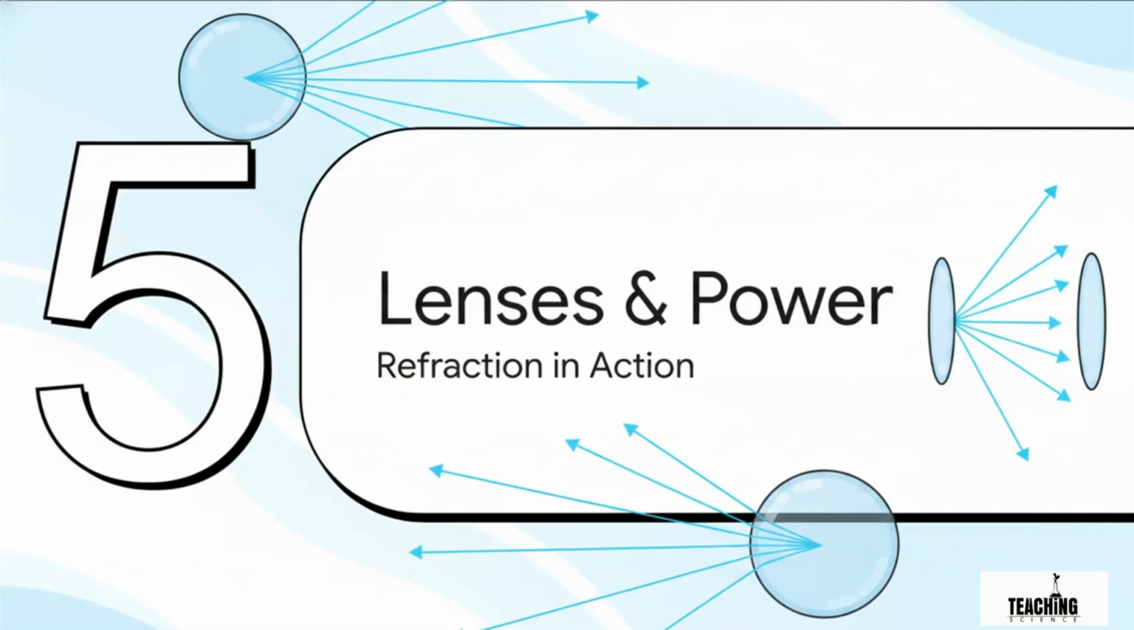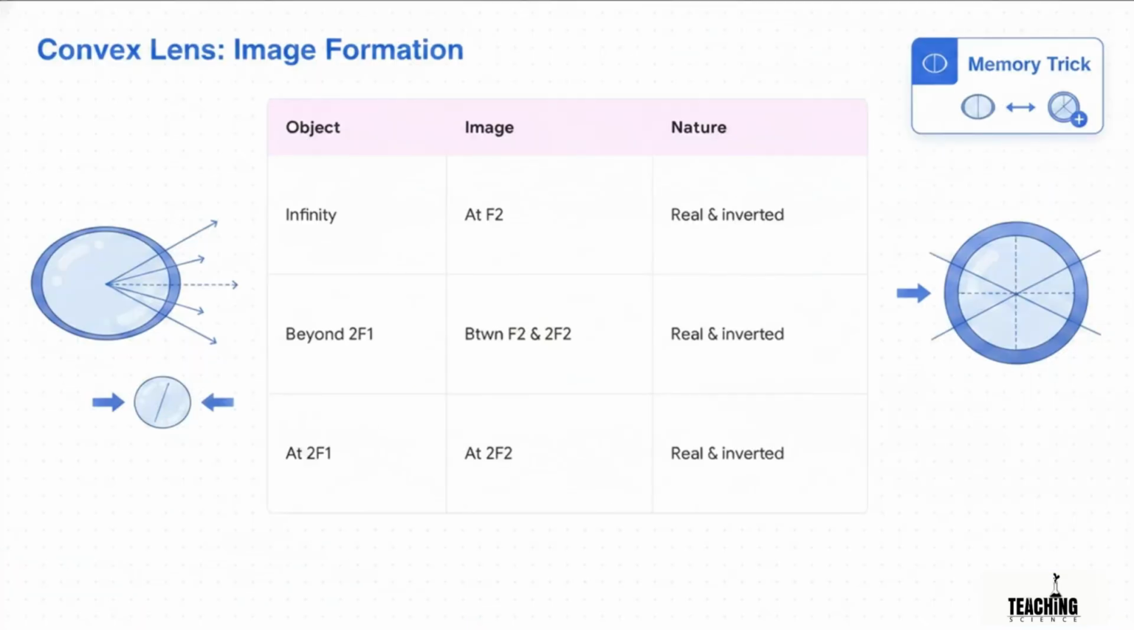Section 5. Lenses and lens power. Refraction in action. So while mirrors reflect light, transparent lenses refract, or bend, light to form images. Just like mirrors, we have two main types. Convex lenses, which are thicker in the middle and act as converging lenses, bringing light rays together, and concave lenses, which are thinner in the middle and act as diverging lenses, spreading light rays apart.